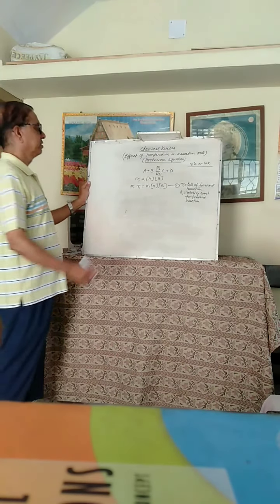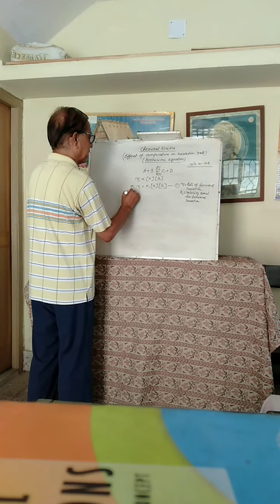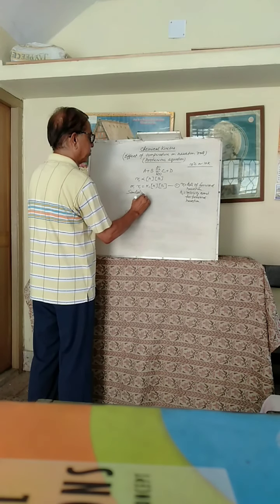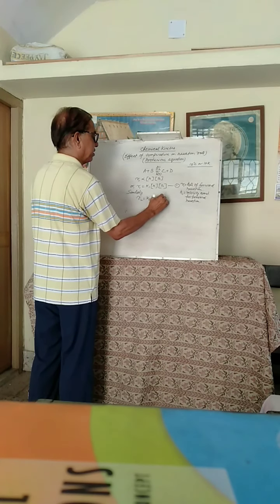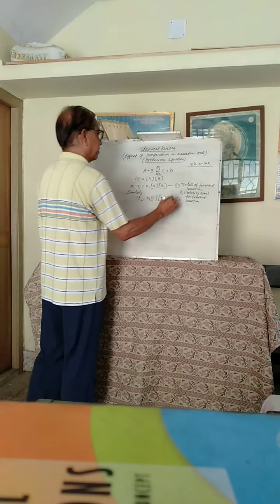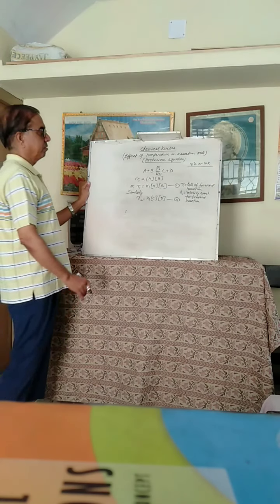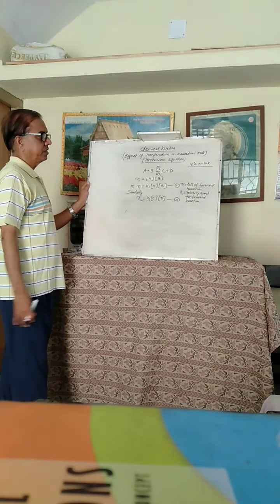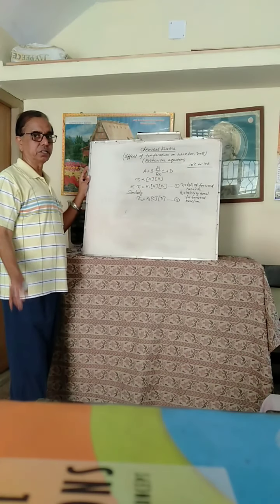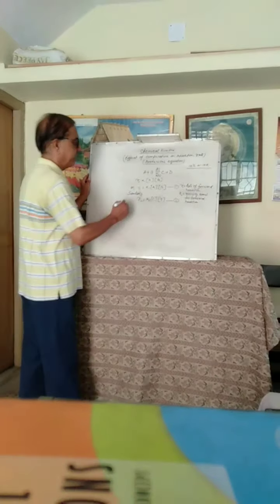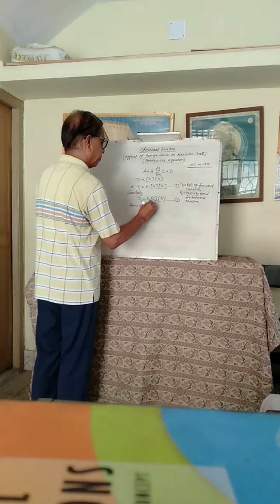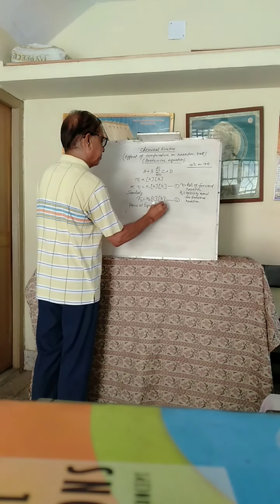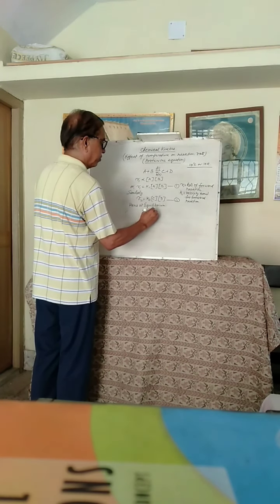Similarly, we can write for the backward reaction, R2 is equal to K2 into the product of the products, C into D. On the basis of the laws of equilibrium, this is in equilibrium, that is, the rate of forward reaction is equal to the rate of backward reaction. This is the condition of equilibrium. Hence at equilibrium, R1 is equal to R2.